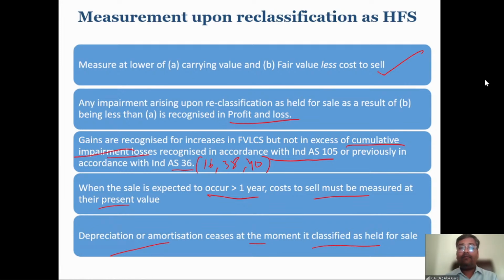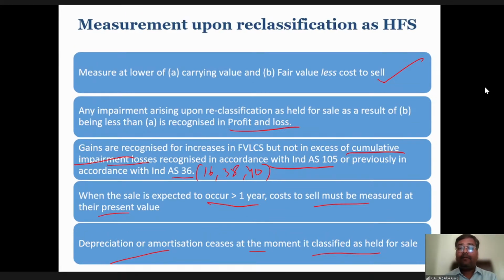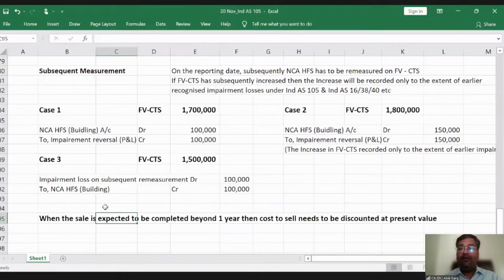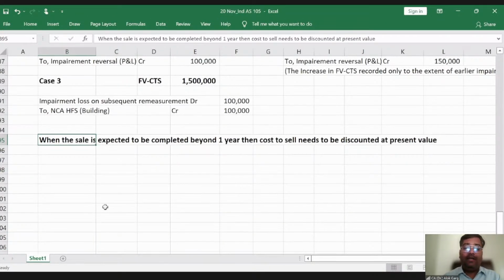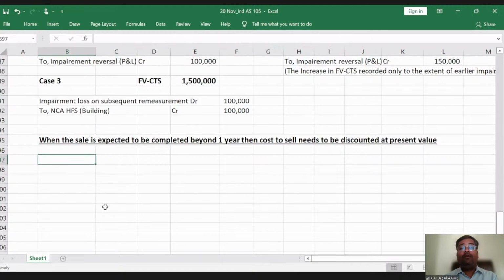Friends, this means that when the sale is expected to be complete beyond 1 year, then the cost to sell needs to be discounted at present value. But what does it mean? So just a minute. I hope my Excel file is visible. When the sale is expected to be completed beyond 1 year, then cost to sell needs to be discounted at present value. What is the meaning of this?